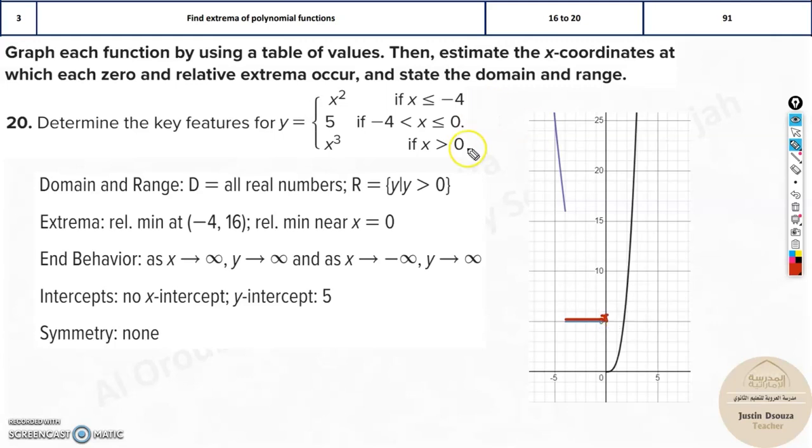It touches the y-axis. So the y-intercept you can say is 4 because it's touching the y-axis. Over here, you cannot tell this is at 0. This is not the x-intercept. There is no x-intercept, whereas the y-intercept is only at 5 because this is not touching. And this is not at all symmetrical because nothing is matching.